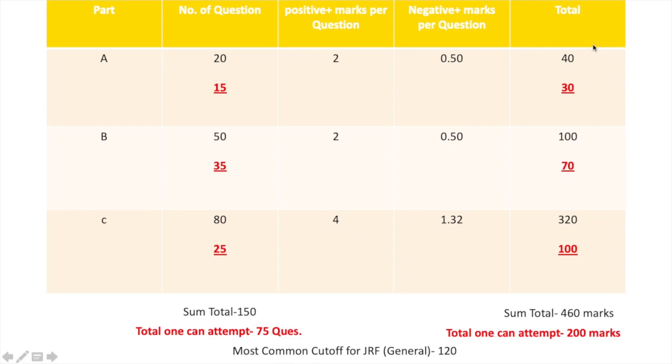If you sum all the marks, you will get a total of 460 marks. So one paper is equivalent to 460 marks, out of which you can attempt only 200 marks. But if you are from the unreserved category, the most common cutoff till now is 120, and for OBC, SC, ST, it is even less. So think of it, out of 460 marks, you have to get only 120 to get JRF. To get JRF, this much you want.